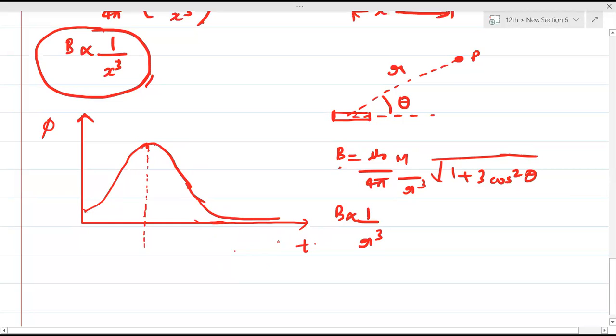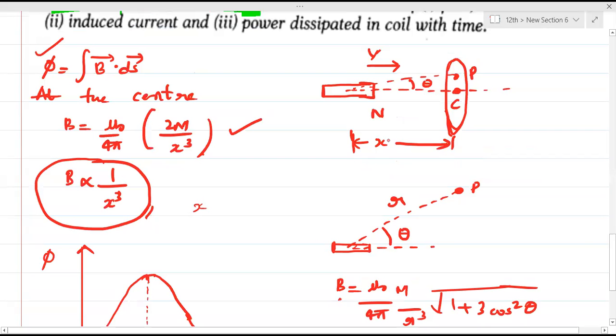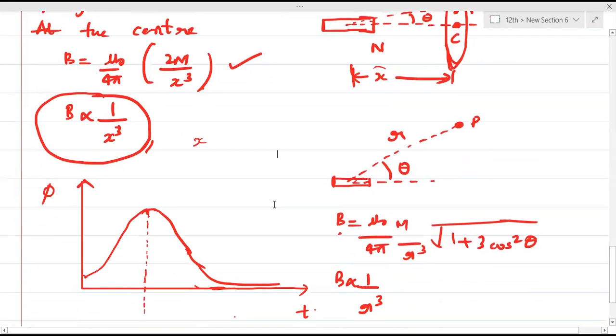B proportional to 1 by x cube, क्यों ना direct proportionality मिलेगा, नहीं मिलेगा, but x will depend on time. X जो है it will depend on time. X मतलब दोनों के बीच में distance है ना, the bar magnet and the coil. X जो है it will obviously depend on time, right? When t is equal to 0, flux is infinity. ऐसे कैसे? t is equal to 0, तो x infinity कैसे हो गया?